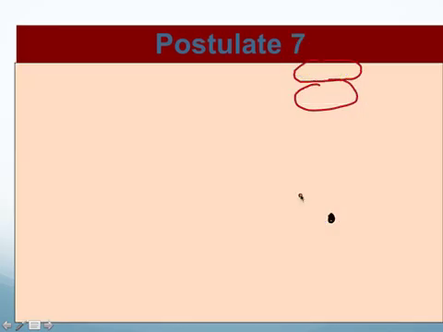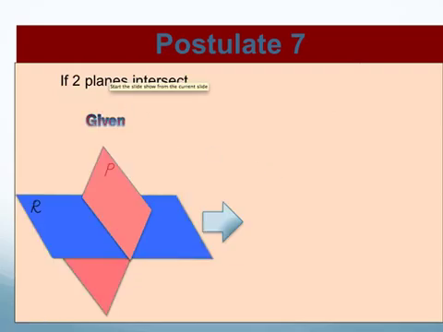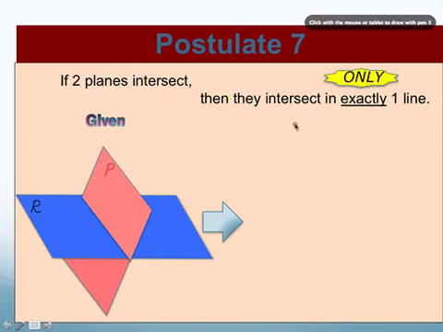Postulate 7. This one says, if 2 planes intersect, then they intersect in exactly 1 line. So imagine you have a horizontal paper and a vertical paper, and they meet each other.